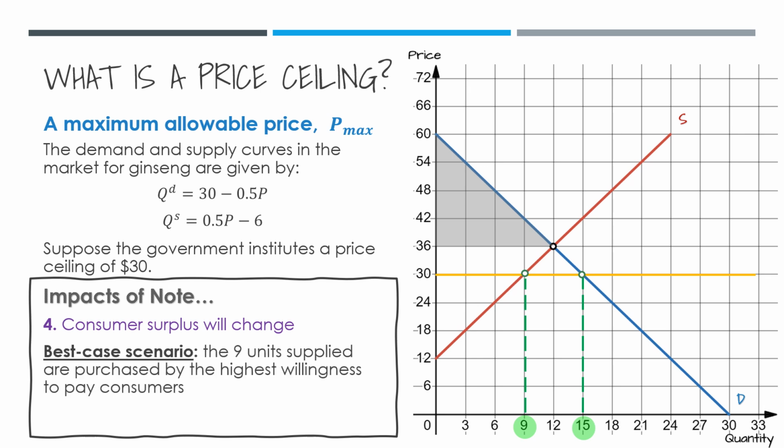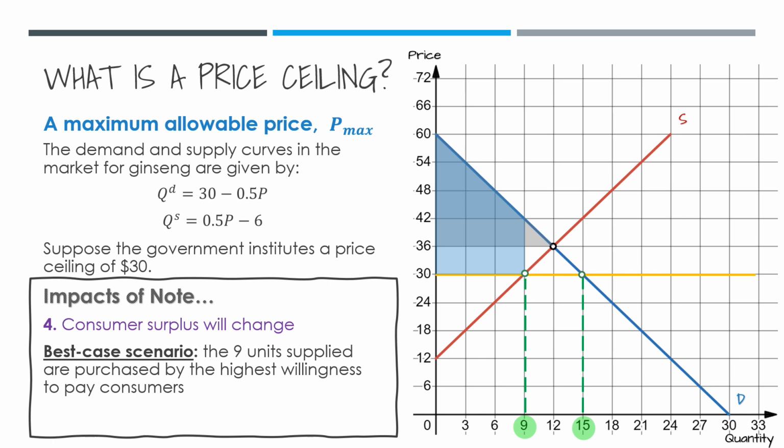Now let's consider how consumer surplus might change. In the best case scenario, the 9 units supplied by our producers under the price ceiling are going to be purchased by the consumers with the highest willingness to pay. You can think of those consumers as those on the highest part of the demand curve, where the height of the demand curve is kind of like a proxy for willingness to pay. If that's the case, if the 9 units are demanded by the buyers with the highest willingness to pay, the consumer surplus will be this shaded region.